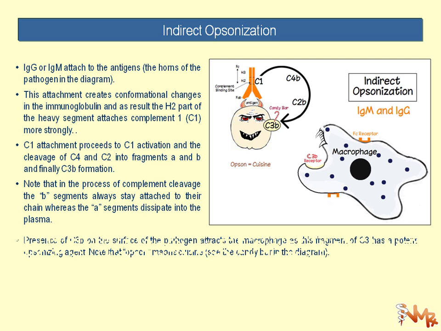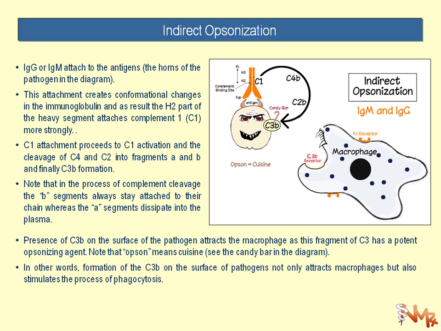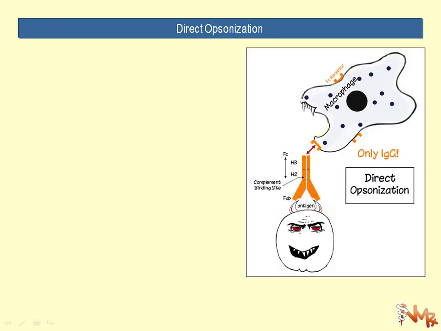Presence of C3b on the surface of the pathogens attracts the macrophages, as this fragment of C3 has a potent opsonizing effect. Note that opson means cuisine, and that's why I illustrated that with a candy bar for you in this diagram. In other words, formation of C3b on the surface of pathogens not only attracts macrophages, but also stimulates the process of phagocytosis. I already showed you direct opsonization that causes phagocytosis. I'm showing it here from a different angle.